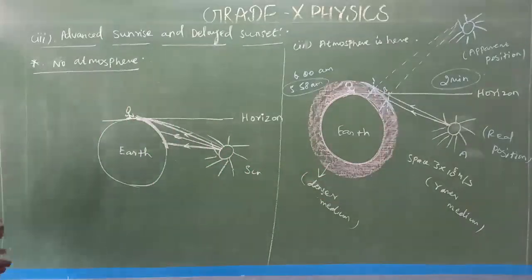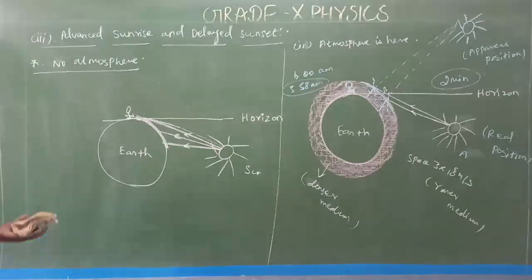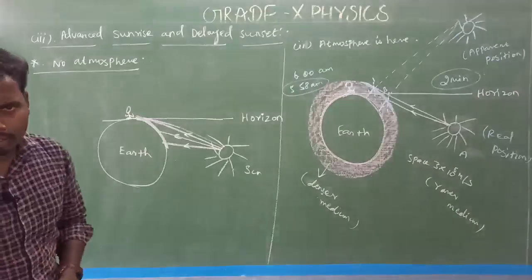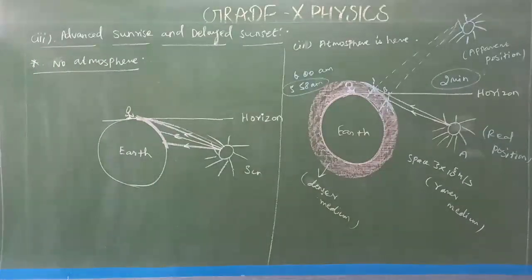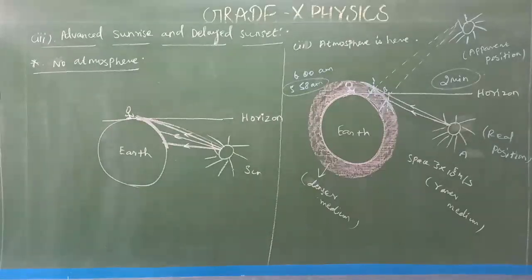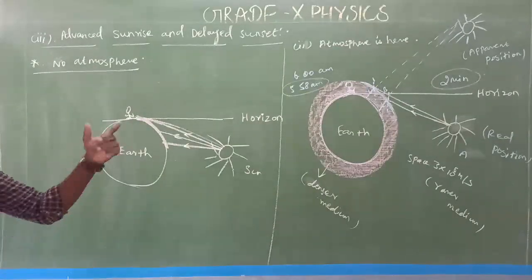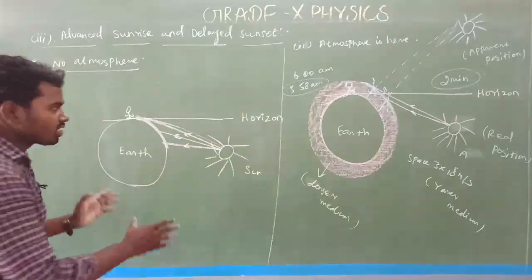So here it happens due to atmospheric refraction. This is for sunrise. What about the sunset? The same phenomenon happens for sunset also. Is it clear? What is the difference between both?